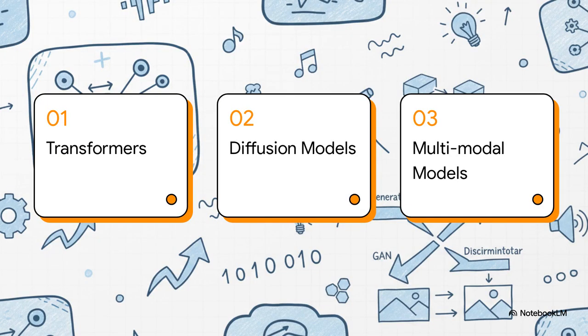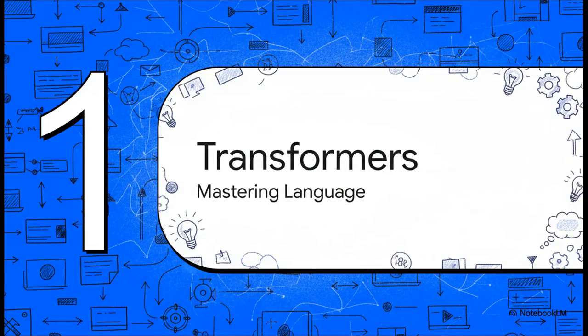So, at the very heart of all this modern generative AI, it really boils down to three core concepts. Think of them as the engines. First, we've got transformers, which are the masters of language. Then diffusion models, which literally create from chaos. And finally, multi-modal models, which are learning to tie it all together, to understand the world a lot more like we do.